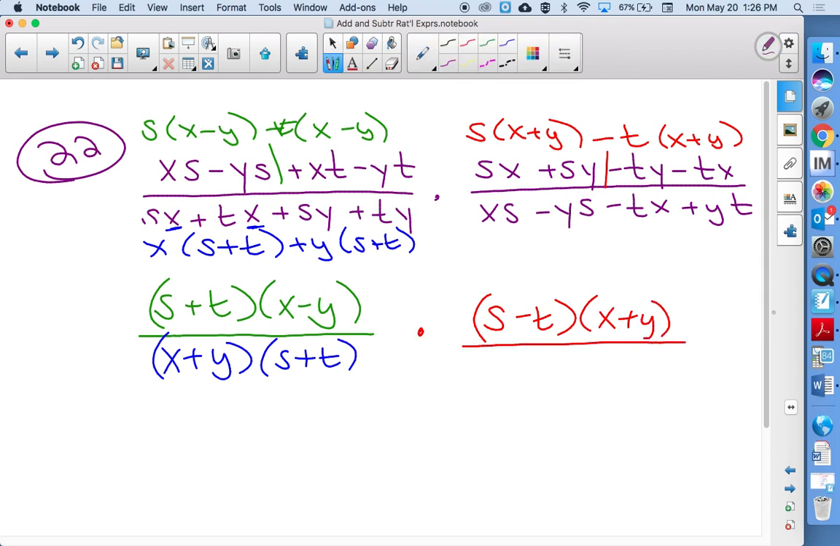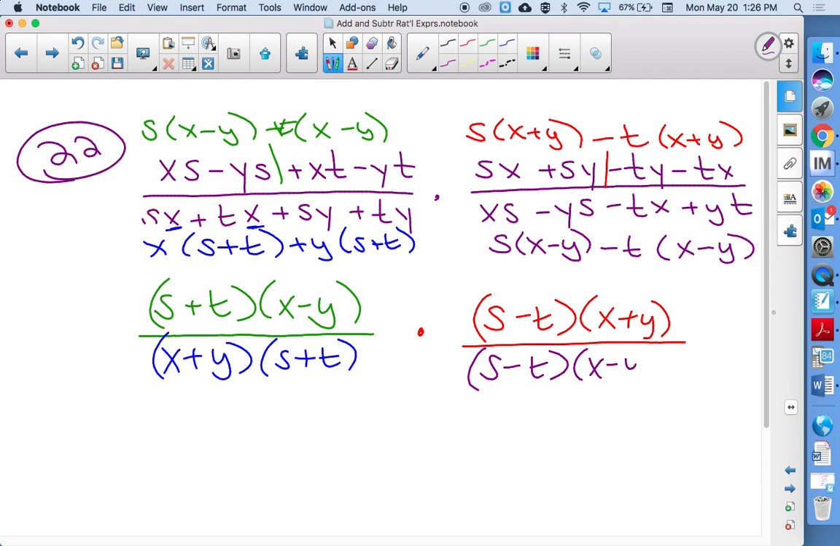And then finally, on the bottom, we have an s in common. Again, it's a negative t, so that second pair of terms there, we have to take out the negative. And when you do that, you get x minus y. So s minus t and x minus y. A lot of little factoring there.